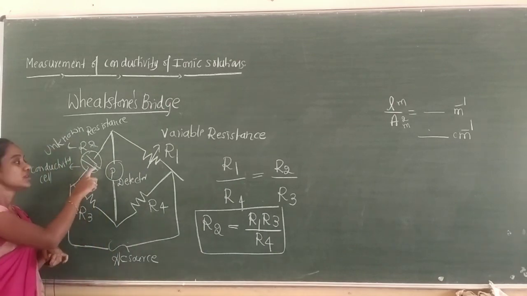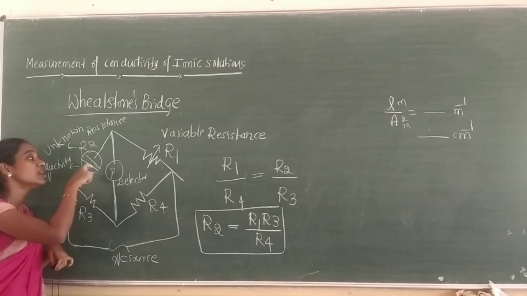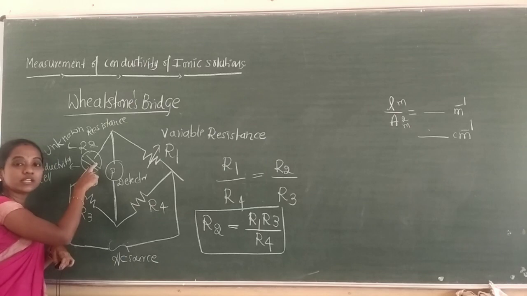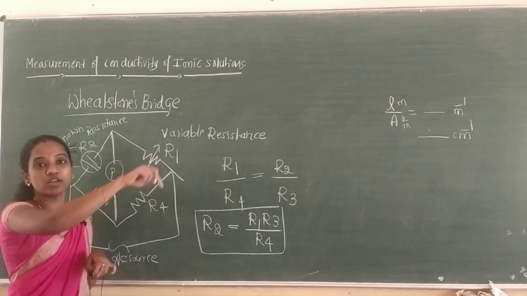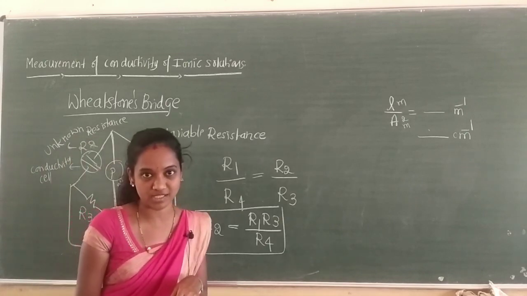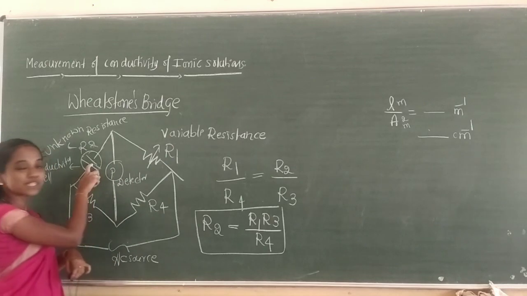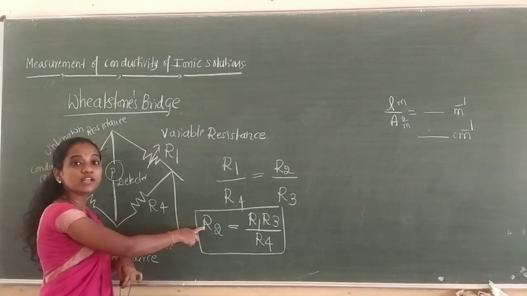First thing, you need to know the cell constant of the conductivity cell which you are using in this experiment. The cell constant is measured by taking potassium chloride solution inside the conductivity cell first. After knowing the cell constant, we can use the same cell for measuring the resistance of any other solution.